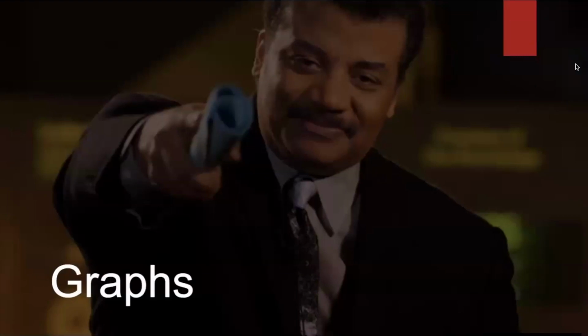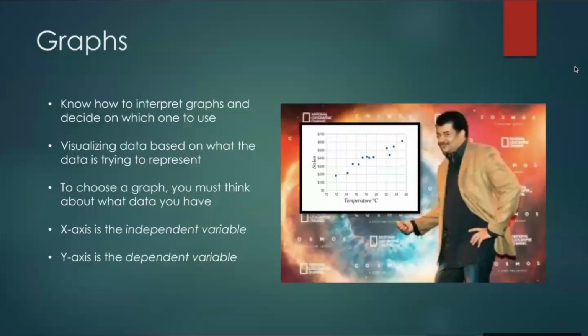Ready? Next, we're just going to talk about some graphs, how to read them, how to use them. So we need to know how to interpret graphs and decide on which one to use for a particular data set. Visualizing data based on what the data is trying to represent is very good to help us know the trend of the data, or maybe we need to use it to solve for an unknown number, maybe make predictions, that sort of thing. Alrighty? So to choose a graph, you must think about what data you have.